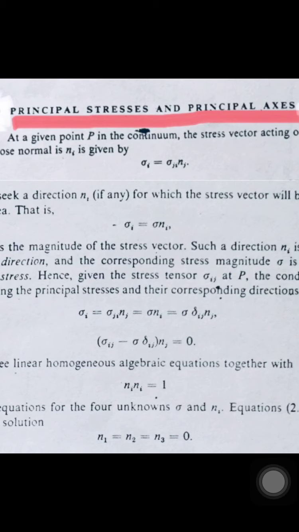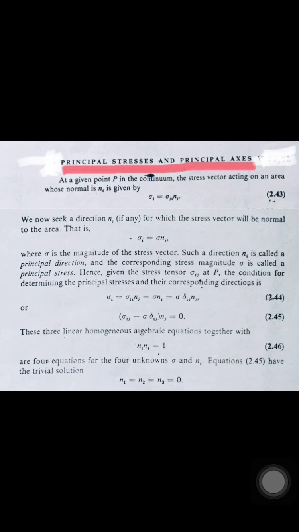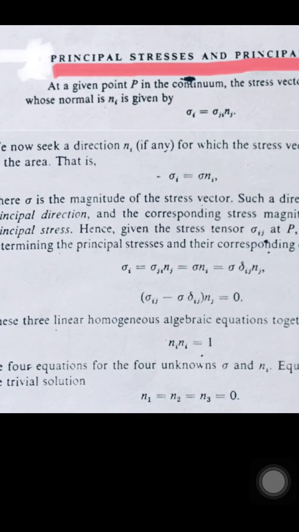Okay, now also we know that n_i n_i is equal to 1. Just like i dot i, j dot j, k dot k are 1, but i dot j, j dot k, k dot i are 0. Similarly for the principal direction, n_i dot n_i should be 1. The sum of direction cosines squared is 1, we know.